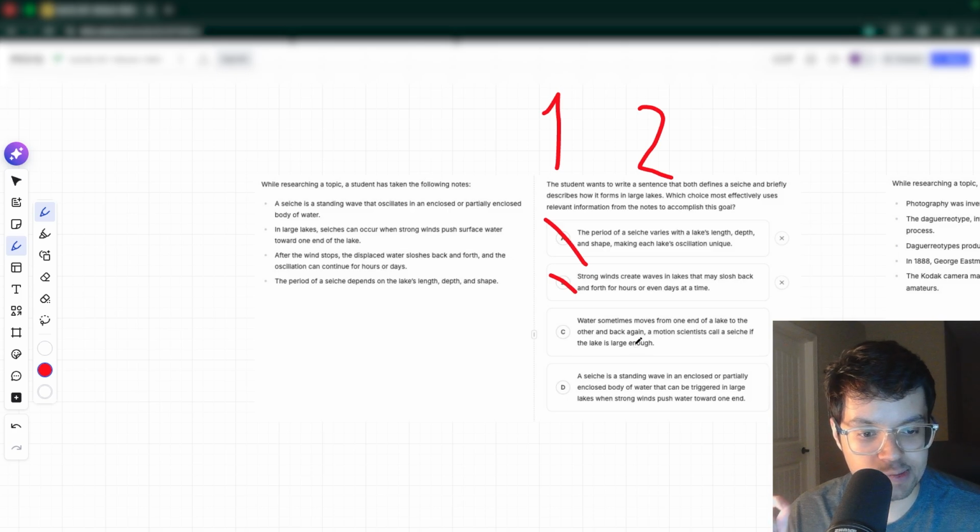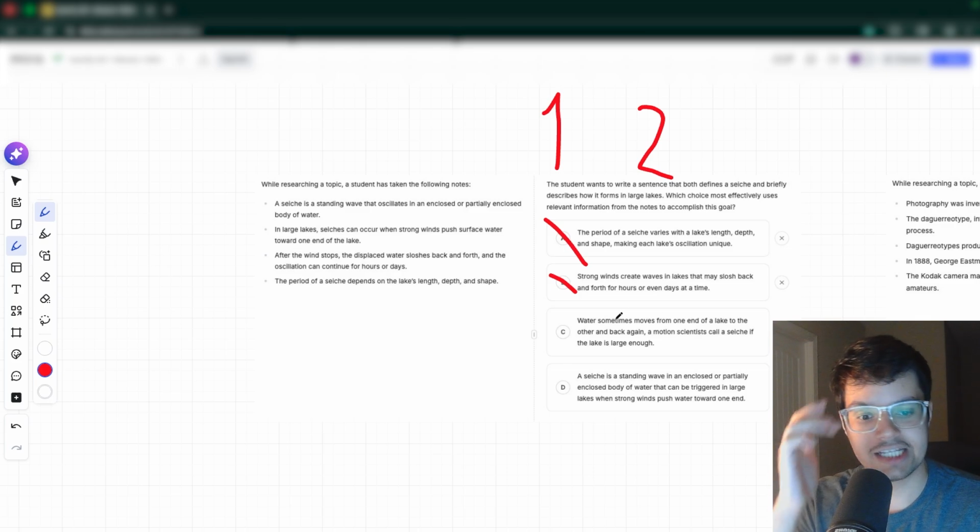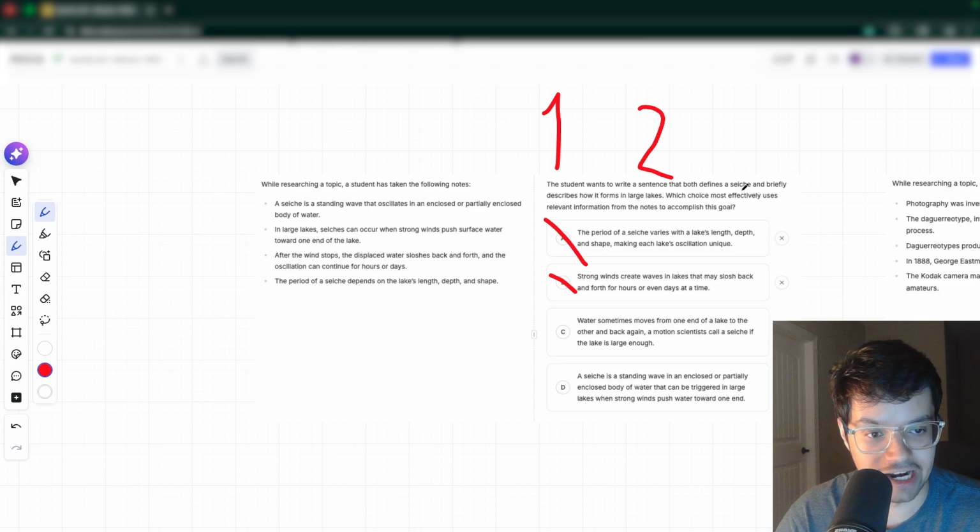C. Water sometimes moves from one end of a lake to the other and back again, a motion scientists call a seiche if the lake is large enough. So this is actually a lot better. I'd say this probably does answer the defining a seiche part, so it does define it, but it doesn't really explain how it forms. It doesn't really say how this happened. It just says what it is. It doesn't really say how a seiche is created or caused. So it could be okay. I'll leave it in there for now, but probably not it.